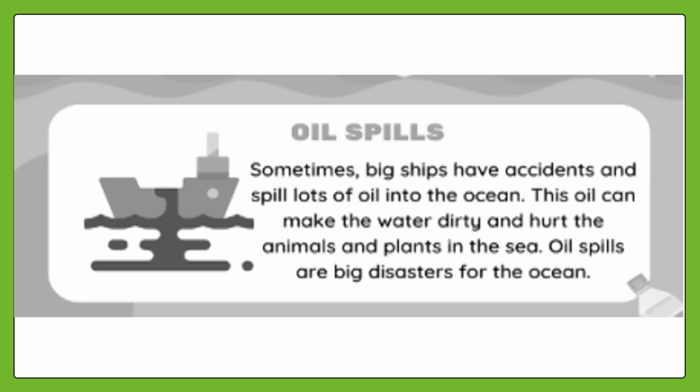Oil spills. Sometimes, big ships have accidents and spill lots of oil into the ocean. This oil can make the water dirty and hurt the animals and plants in the sea. Oil spills are big disasters for the ocean.